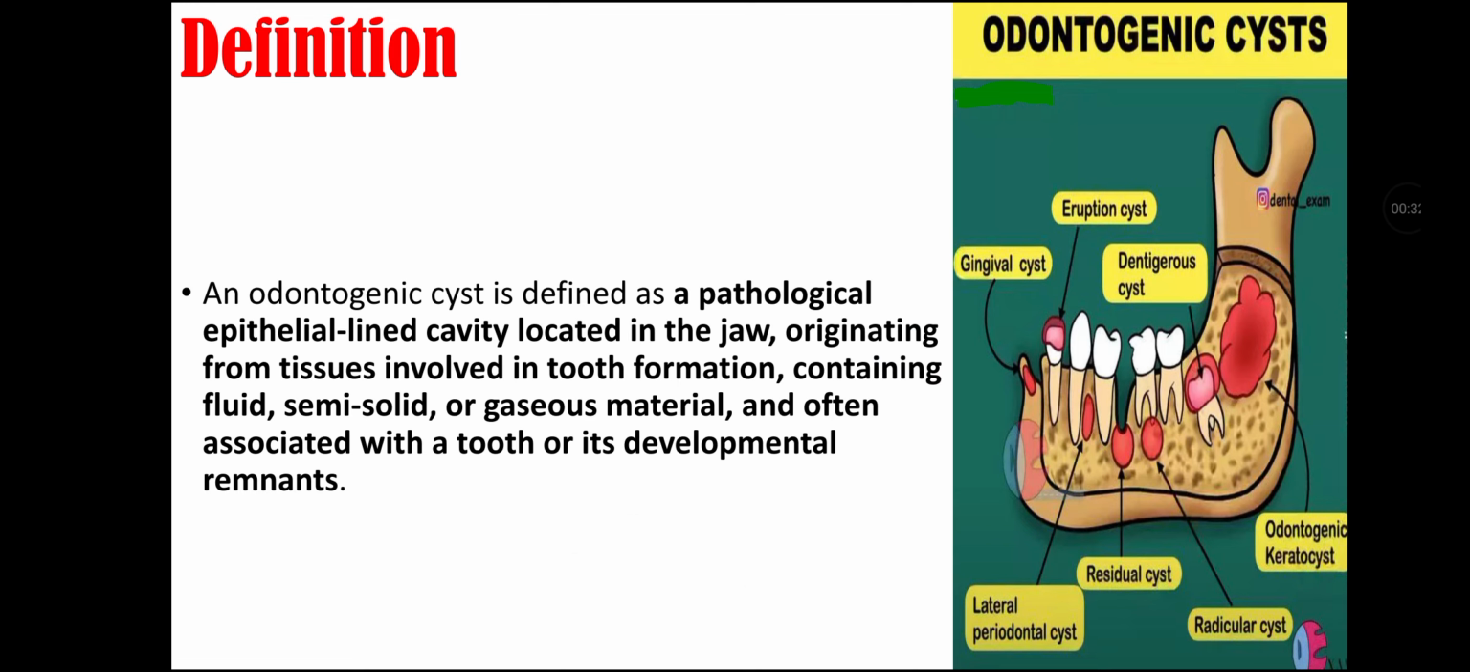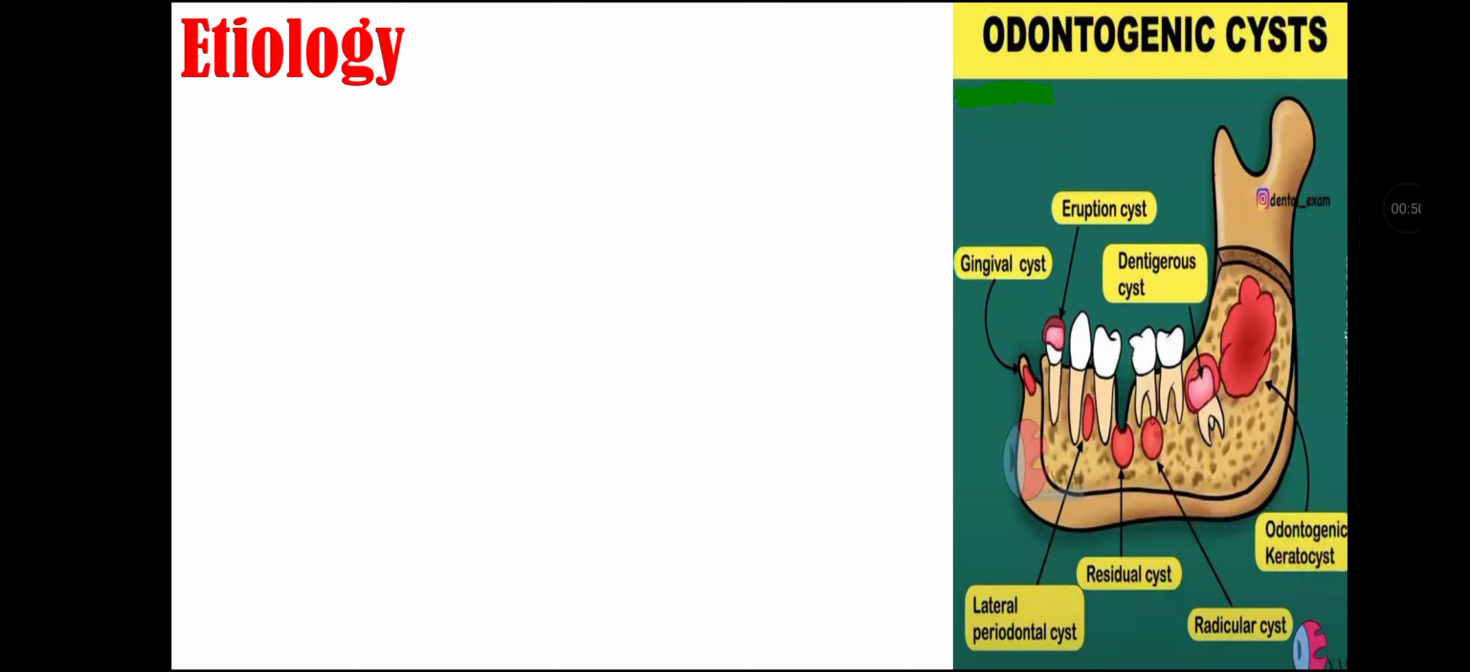Definition of odontogenic cyst. An odontogenic cyst is defined as a pathological epithelial lined cavity that is located in the jaw, originating from tissue involved in tooth formation and containing fluid, semi-solid, or gaseous material, and it is often associated with a tooth or its developmental remnants.